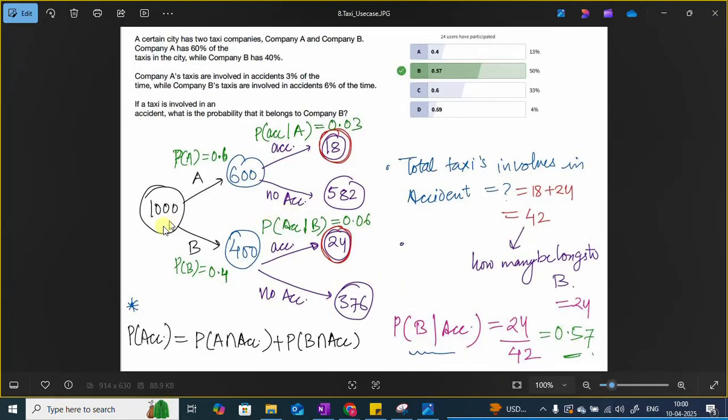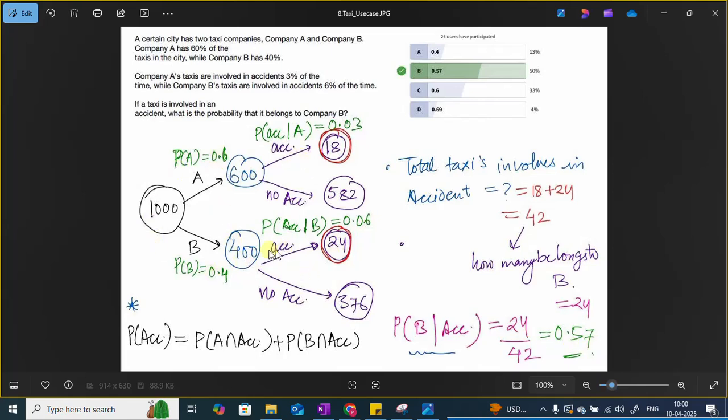See, I've taken 1000 here. You can see total taxis involved in accident, that is 18 plus 24, that is 42. How many taxis belong to company B which had an accident? That is 24. So I have to find the probability of a B taxi given that it had an accident. So 24 divided by 42 is nothing but 0.57. Clear? That's how I derive.